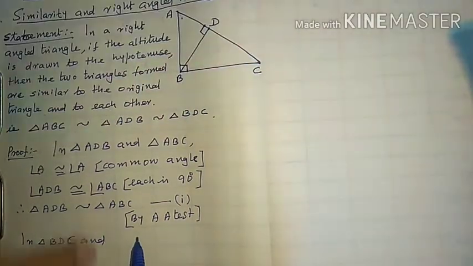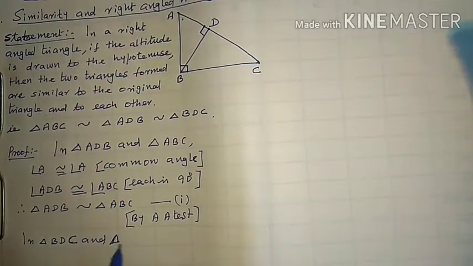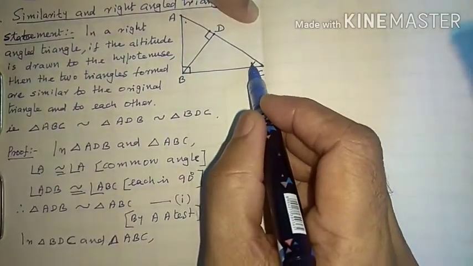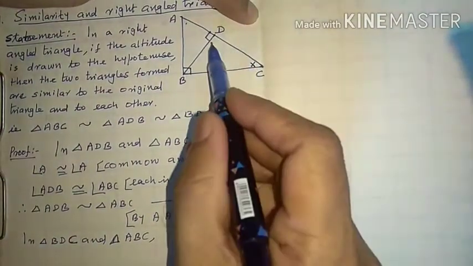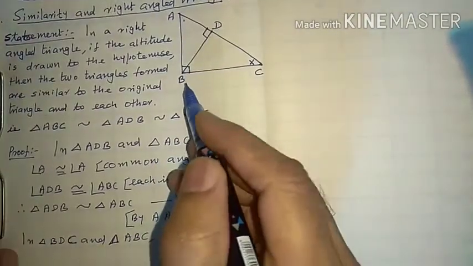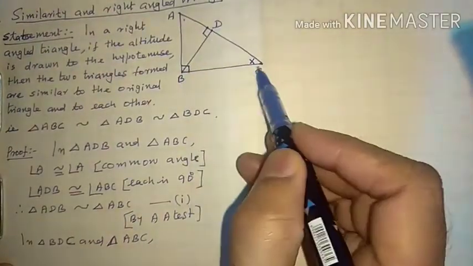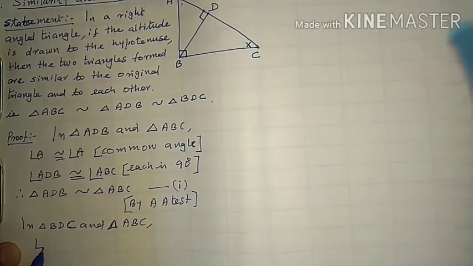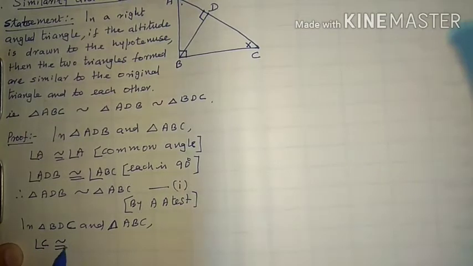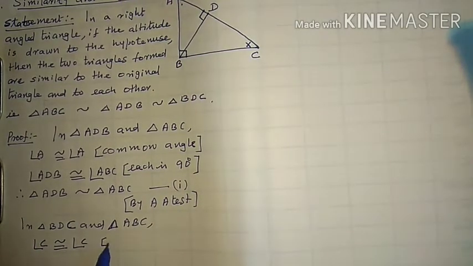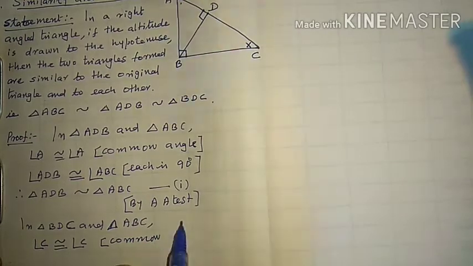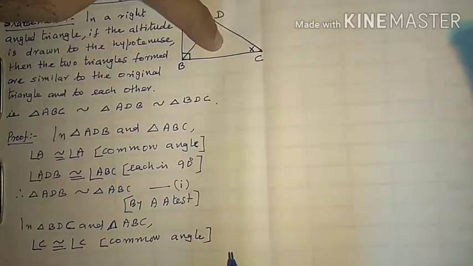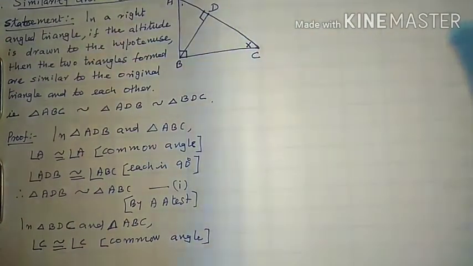Now we consider the small triangle BDC and the big triangle ABC. Here we have to see the common angle, right angle, in that order, in triangle BDC and triangle ABC. We say first the common angle: angle C is congruent to angle C. This angle is common to the small triangle as well as the bigger one.